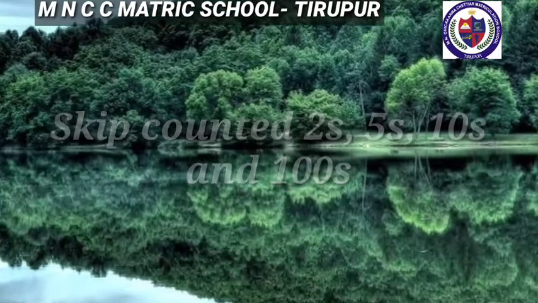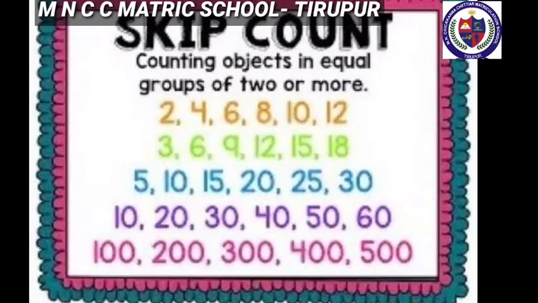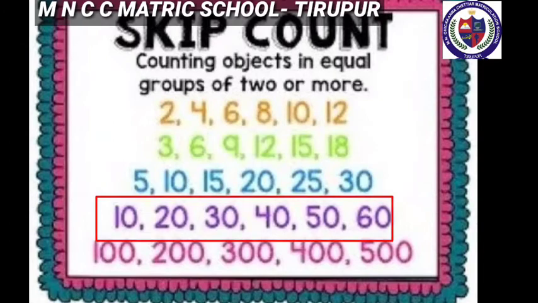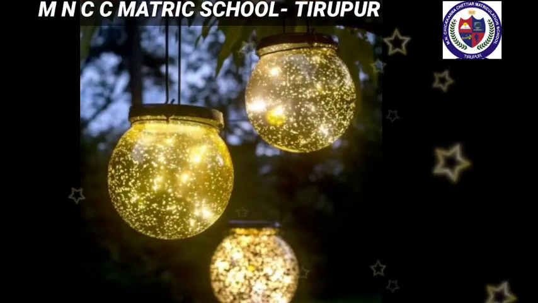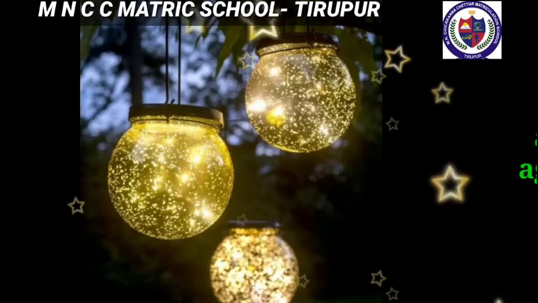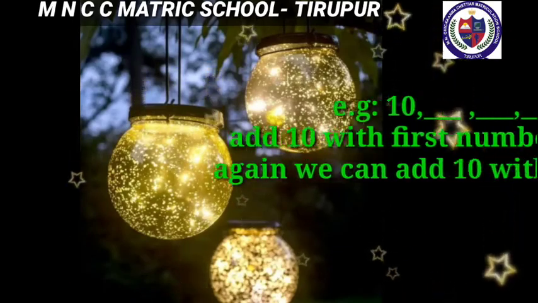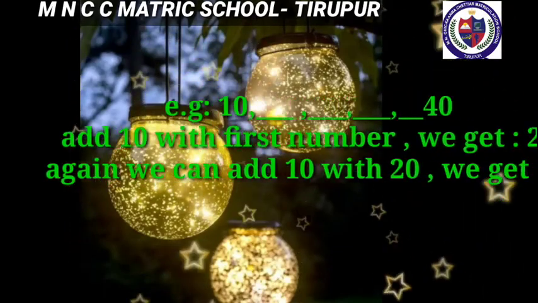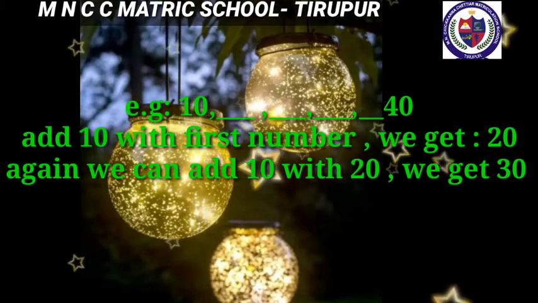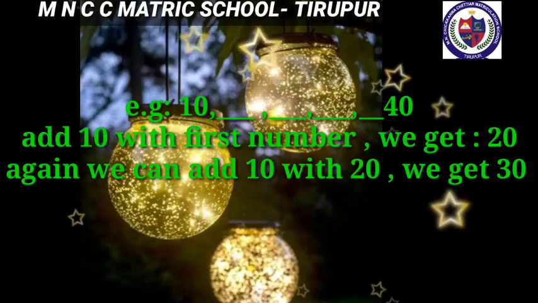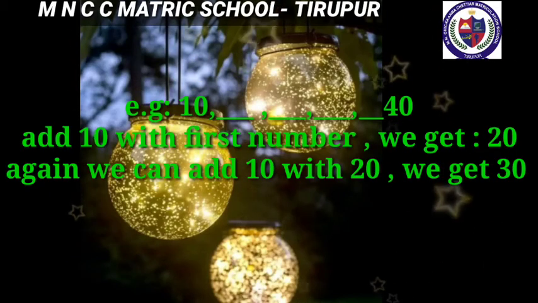In this picture, we will see skip count of 2s, 3s, 5, 10 and hundreds. Let us do some practice for 10 skip count. The first given number is 10. You can add the 10 with the given number. We will get the next blank number as 20. And the next blank value answer is 30, because 20 is added with 10 again.